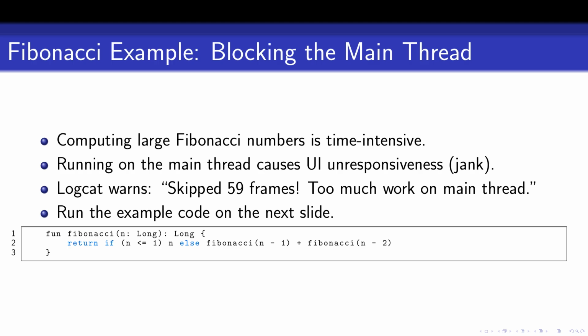Let's look at a practical example. The Fibonacci demo composable uses a recursive function to calculate Fibonacci numbers. When the user enters a large number like 40, the computation is so time-intensive that the app freezes temporarily. This happens because the main thread is blocked.